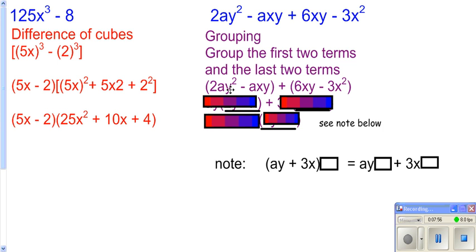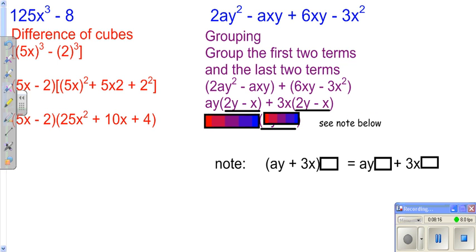Well, what can we pull out of the first 2? Well, they both have a's, they both have y's, so we pull out an ay, leaves us with a 2y and a minus x. Here, we want to go ahead and pull out our 3 and our x, leaves us with a 2y and a minus x. If you're factoring by grouping, and you pull stuff out and both parentheses end up being the same, that's what you're looking for.